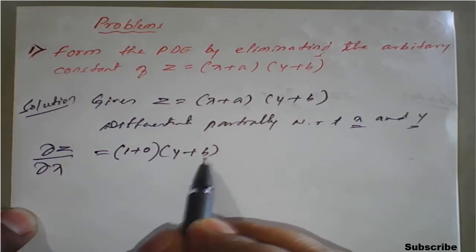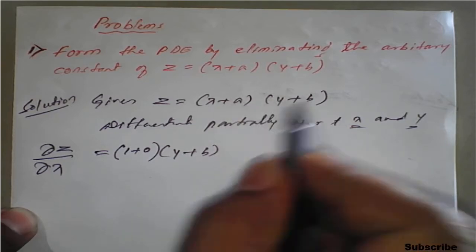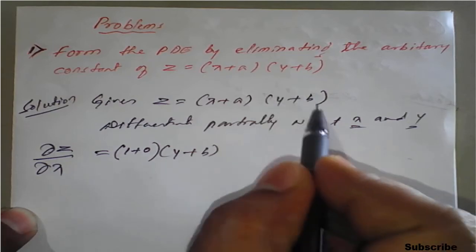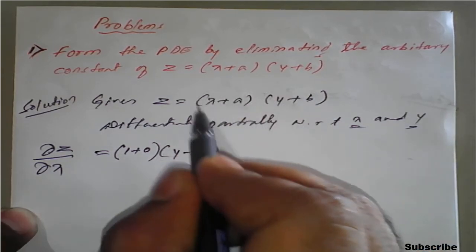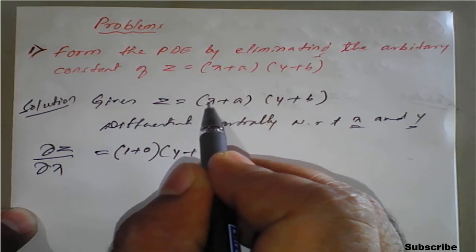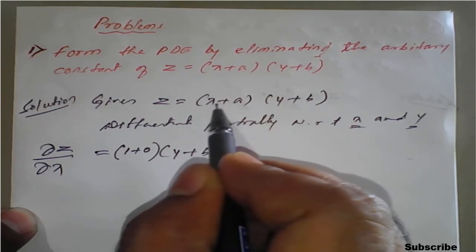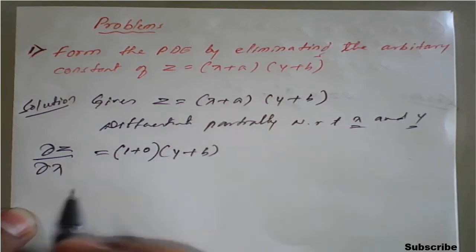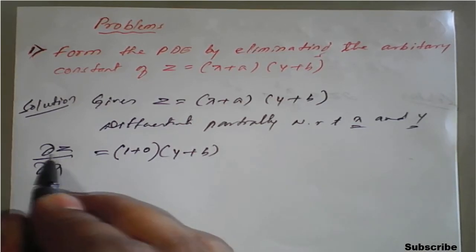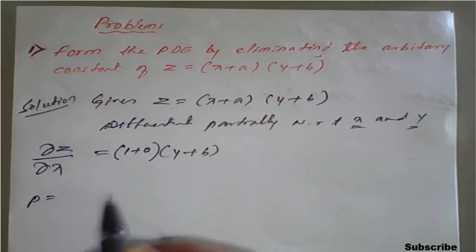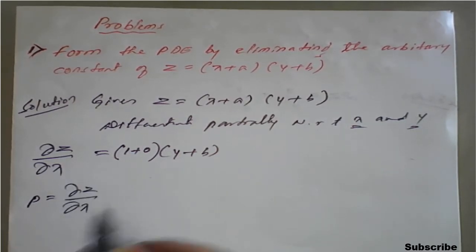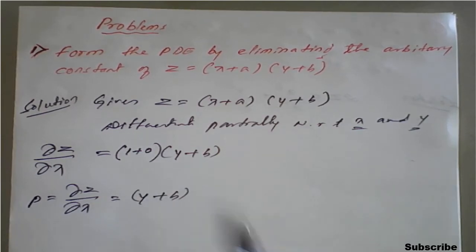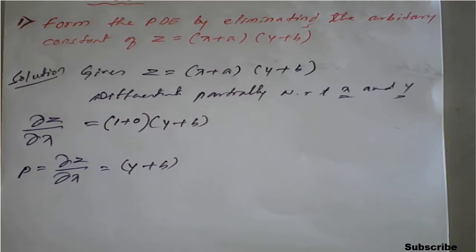So why have we not made this 0? Because this bracket is multiplied, so it is purely constant for the function x. At that time we need to keep this one as it is. Only we have to differentiate the other bracket with respect to x partially, which gives 1 and 0. So on simplification, and we know that notationally dou z by dou x is nothing but p, is equal to 1 plus 0 is 1, 1 into this bracket, y plus b. So with respect to x we got this result.